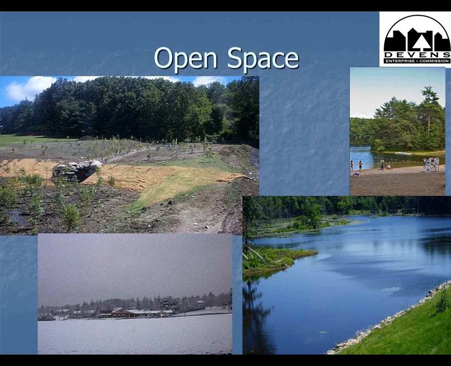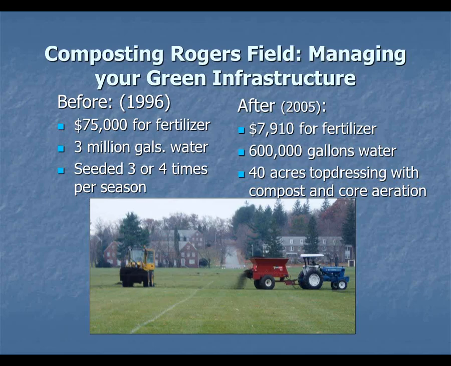At Devens, close to 33% of our open space and of all of the land here, 33% of the entire 4,400 acres will be permanently protected through either conservation restrictions or gifts to conservation agencies such as U.S. Fish and Wildlife. So we have open space. How do you treat it as a green infrastructure asset and manage it?